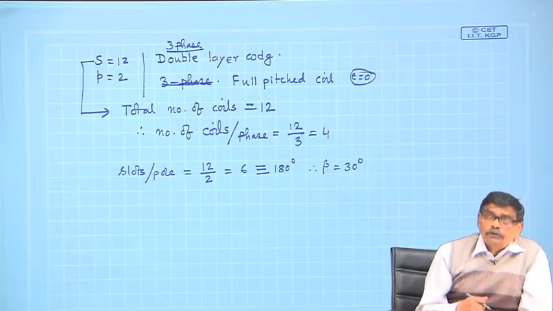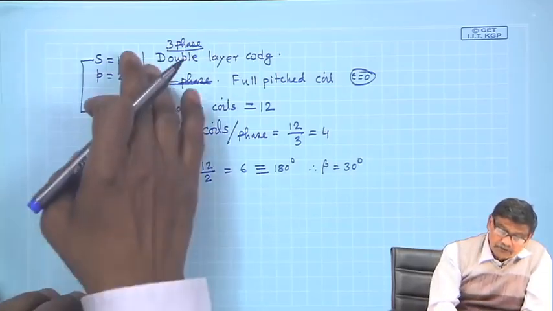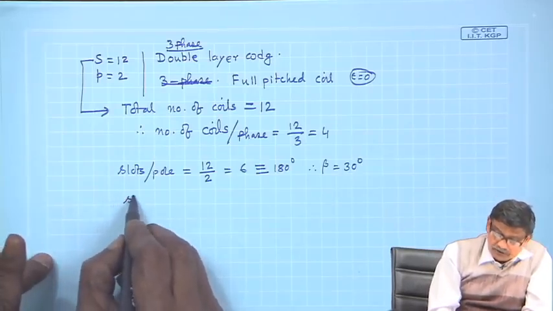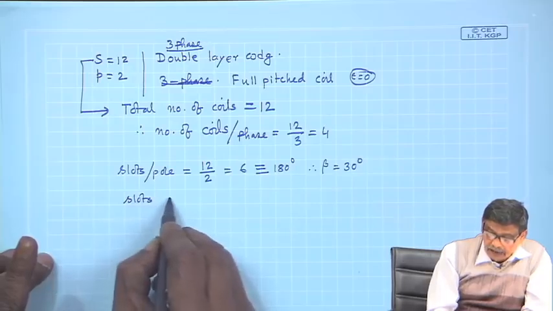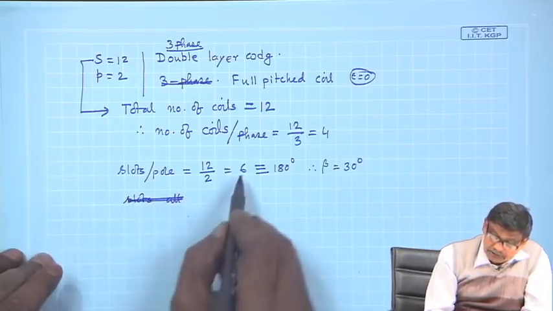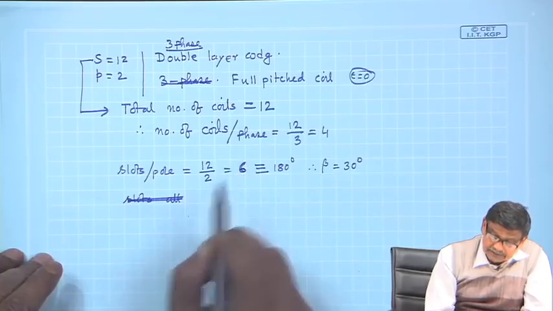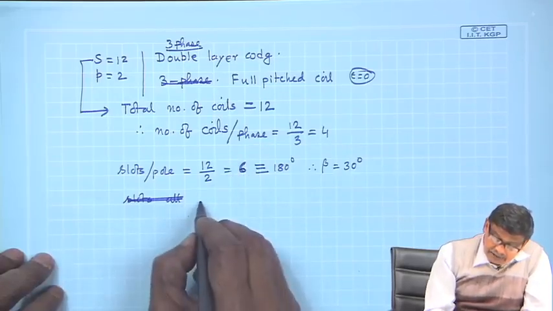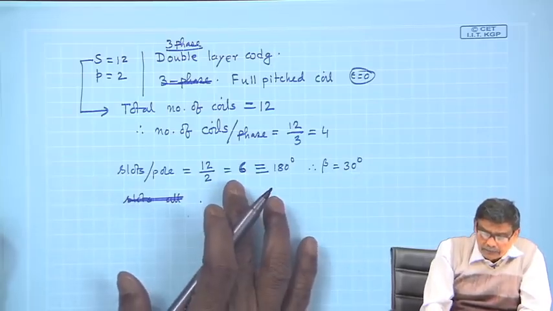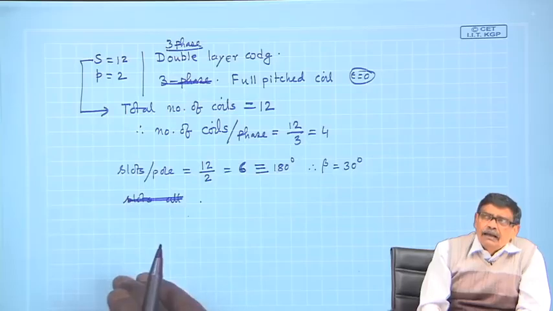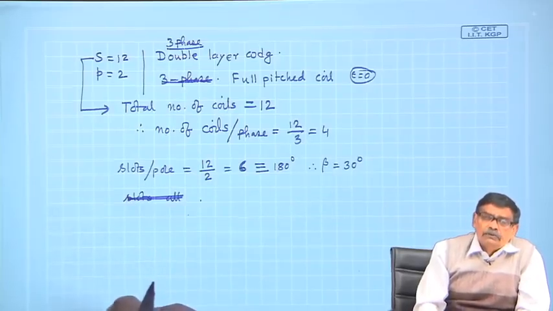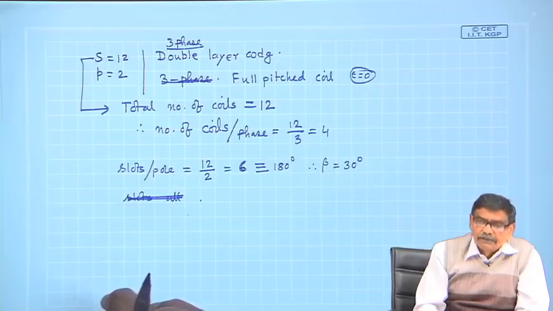So, there are 2 poles, total number of slots are 12. Therefore, it is expected slots allotted, and slot per pole is 6. Under a pole there will be total 6 slots available, and our common sense tells us that you want to make a balanced 3 phase winding.